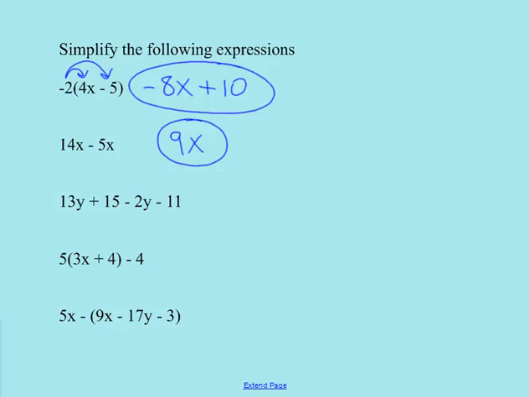Our third example, 13y plus 15 minus 2y minus 11. So we talked about previously 13y and negative 2y. Those are two of our terms, and they are like terms because they both have the variable y. So we're going to combine like terms. 13 minus 2 is 11, 11y. Then we have our constants, positive 15 and negative 11. 15 minus 11 is positive 4. So we have 11y plus 4.